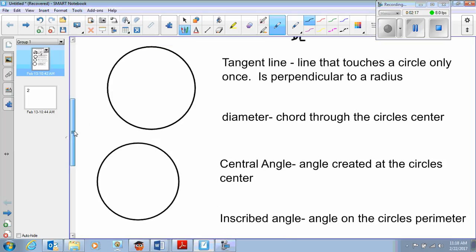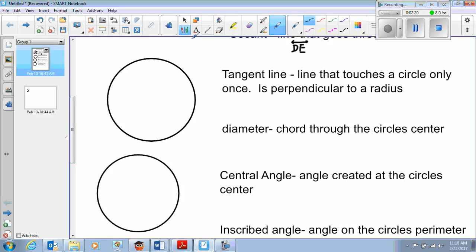As we look down, we get into some new terms. One of those is a tangent line. This is a line that touches a circle only once, and the real important thing here is that it's perpendicular to the radius of a circle. For example, something like this could be a tangent line. It just touches the circle one time, and it's going to be what we would consider perpendicular. If we had the center of the circle and we drew a radius to a tangent line, we're going to create a right angle right there.